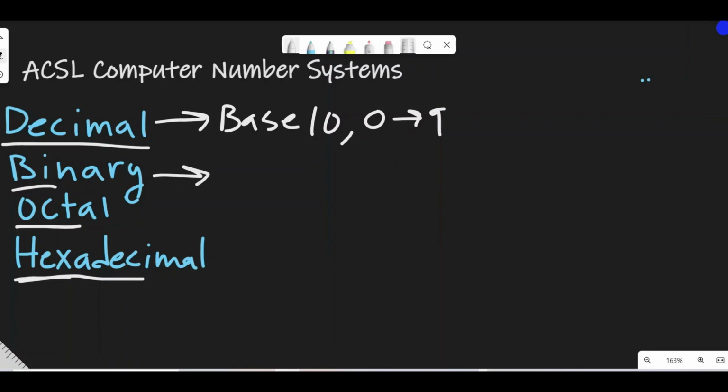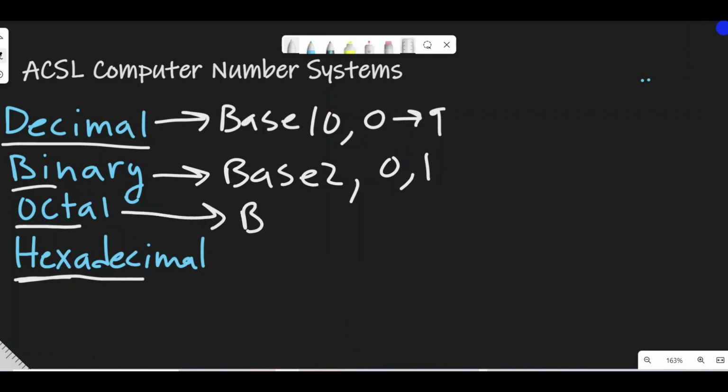Next off, we have the binary system, which is a base 2 system. You might be familiar with it. It only uses the two symbols 0 and 1. Next, we have the octal system, which is the base 8 system. This one is pretty rare. You don't really see it much, but it's one of the required number systems on the ACSL. So the base 8 system uses the symbols from 0 through 7. And if you count those symbols up, those are 8 symbols. Remember, we always start with 0, so count 0.